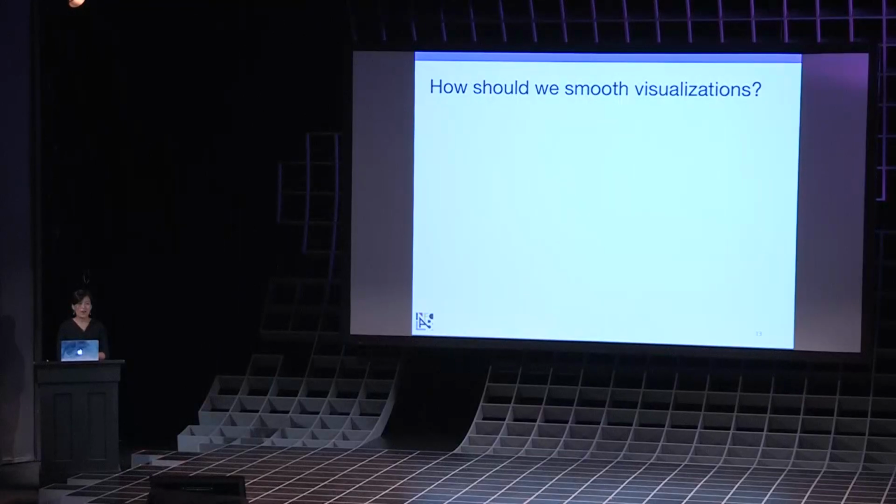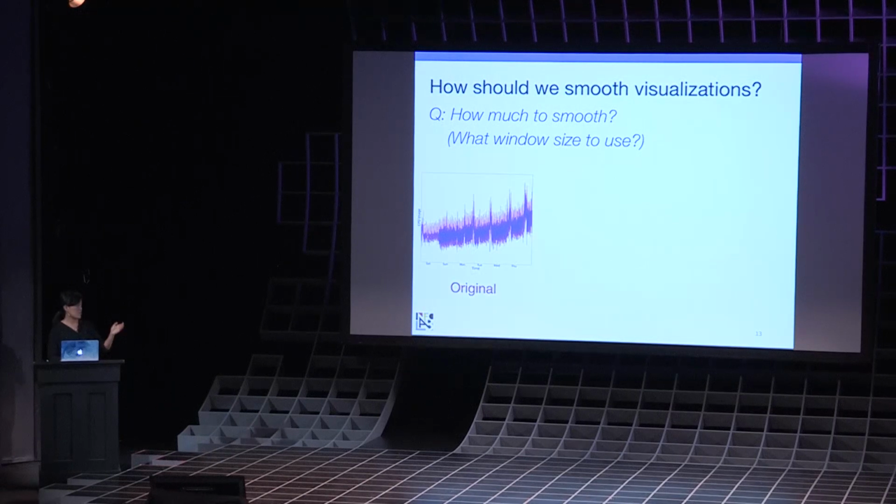So great, now we have a smoothing function. Are we done yet? Well, there's still the question of how much to smooth, or what window size I should use. For example, if I want to smooth this spiky CPU usage graph and I apply a small window, you see that it helps a little bit, but I still have the remaining spike from the original graph that I want to get rid of.